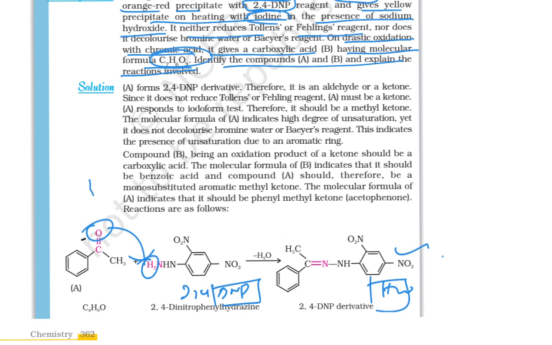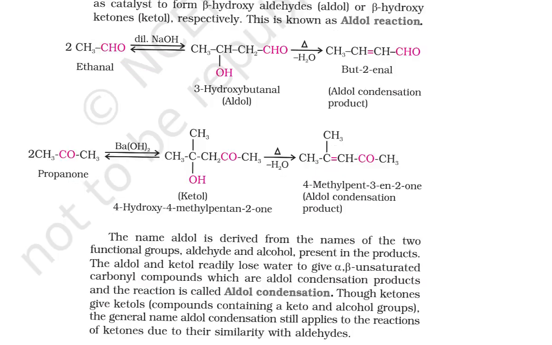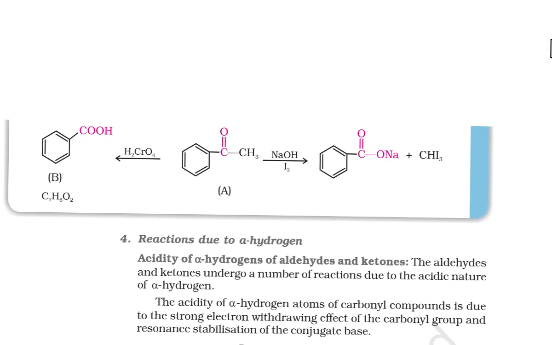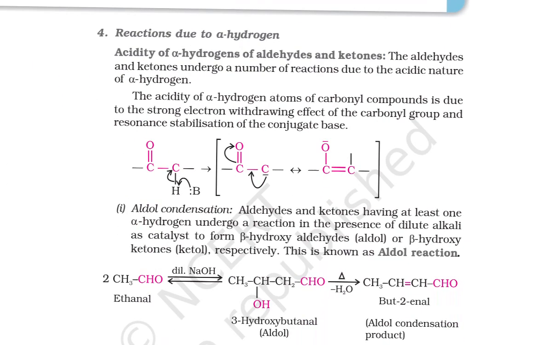Next reaction, look here. So here is the next reaction, as I told you already. It undergoes the haloform reaction because it has the methyl ketone, right? It will undergo the haloform reaction. There is a formation of iodoform. Then it reacts with H2CrO4 and gives your benzoic acid. Understand? Right. So, reaction due to alpha hydrogen.